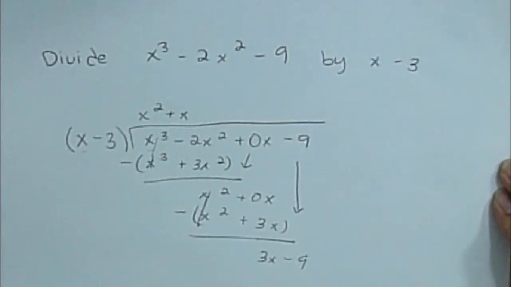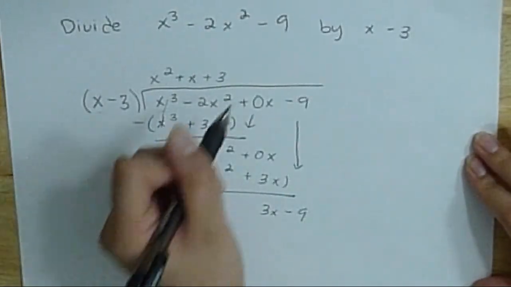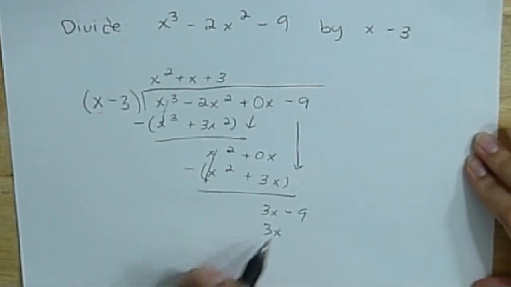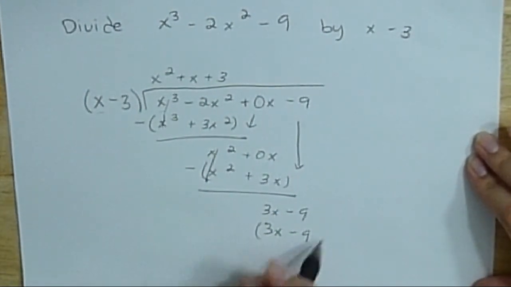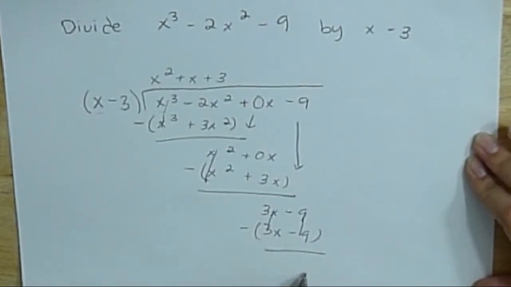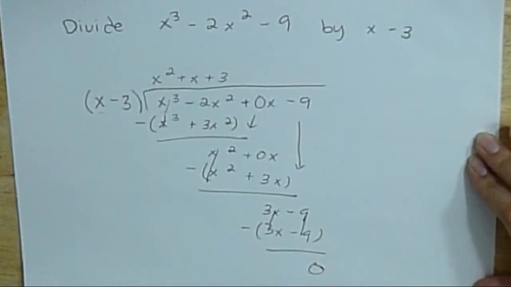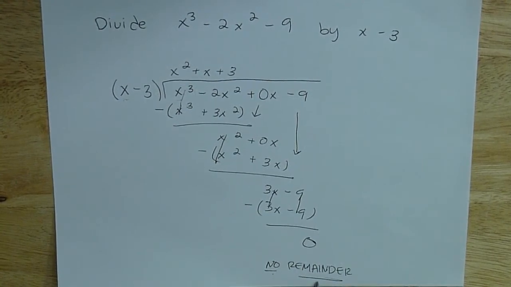You do this one last time. What times x will give you 3x? And that would be 3. So x times 3 is 3x. Negative 3 times 3 is negative 9. Parentheses, subtract, and they all cancel out to equal 0. For this particular problem, since we got a 0, there is no remainder.